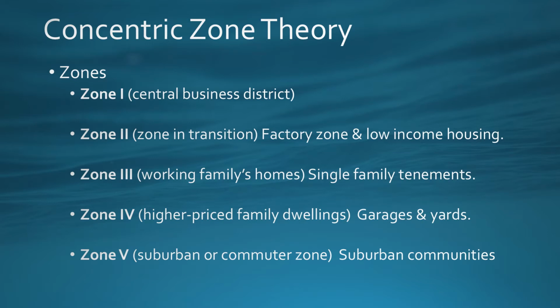Concentric zone theory is comprised of 5 different zones. Zone 1 is the central business district. Zone 2 is called the zone in transition. This is an area of factories and low-income housing, and coincidentally is the highest area of crime. Zone 3 is working family homes, which includes single-family tenements. Zone 4 is higher priced family dwellings. Typically, you would see yards and garages. And Zone 5 is suburban or the commuter zone. These are the suburban communities that surround towns.